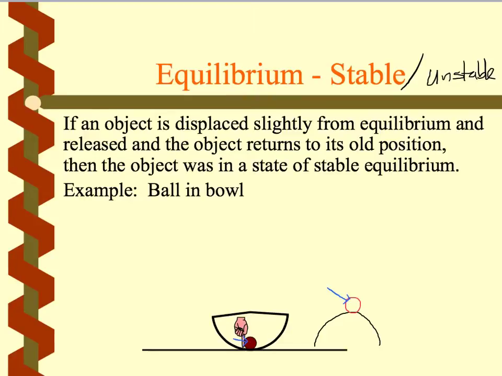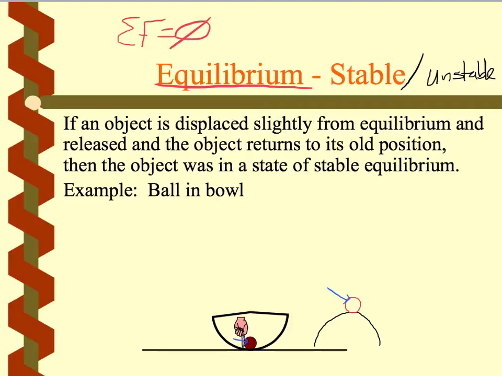Let's talk for just a moment about equilibrium. Remember, equilibrium exists when all forces, the sum of all forces acting on an object, are zero. Now, equilibrium can exist in three different forms. We have stable equilibrium, unstable equilibrium, and neutral equilibrium.